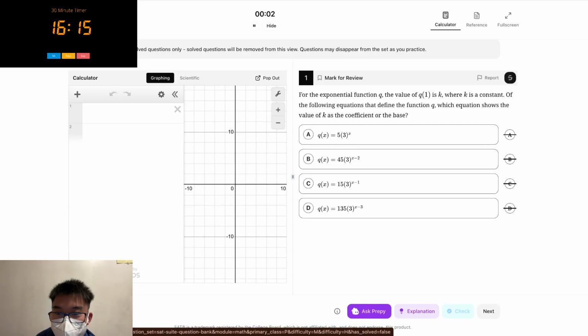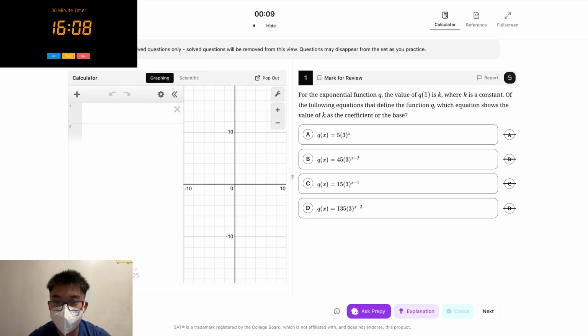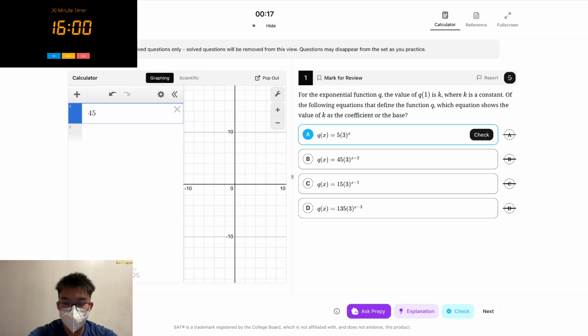Okay, exponential function, q of 1 is equal to k. K is a constant of the following, which is the coefficient of the base. Okay, cool. So q of 1, it has to be a constant. So that already looks like a constant, I'm guessing. Let's try this. 45, 3, 1 minus 2. Oh shoot. Okay, interesting. 1 minus 2 is negative 1. Let's just do that.